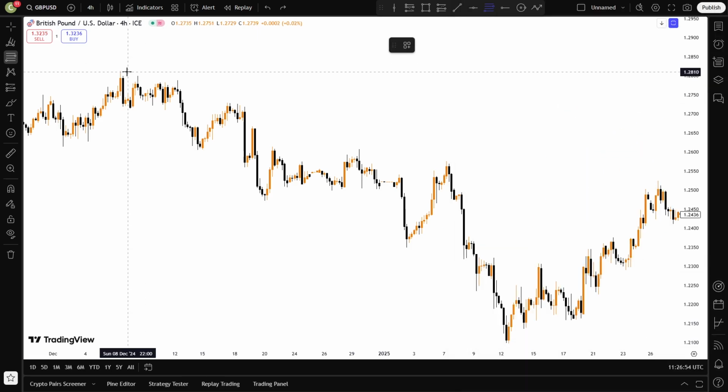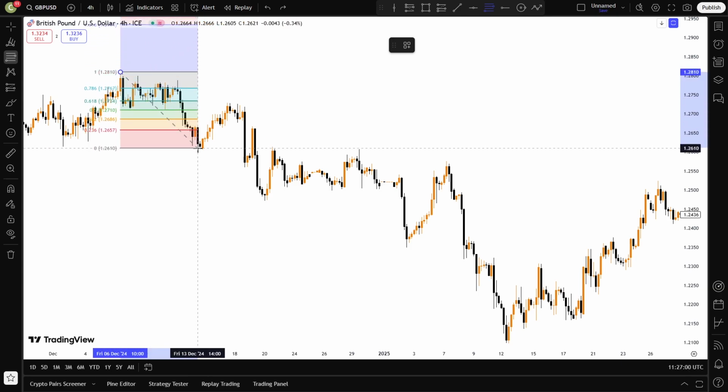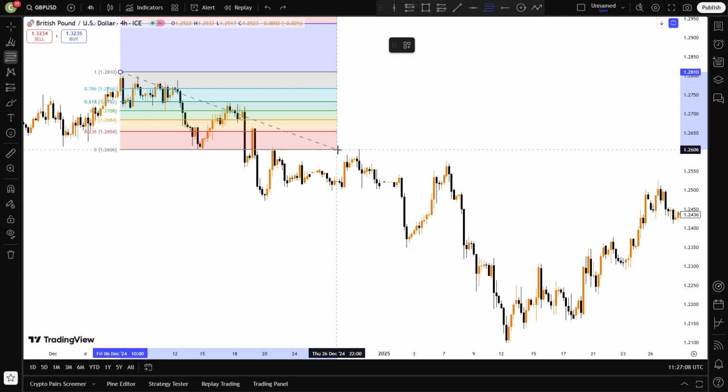You start on a swing high or low depending on whether it's an uptrend or a downtrend, and then you extend it all the way to the swing low. So for this instance, I started at the swing high and I have extended all the way to the swing low, and then I drag it across the screen so I can trade the pullback as it happens.